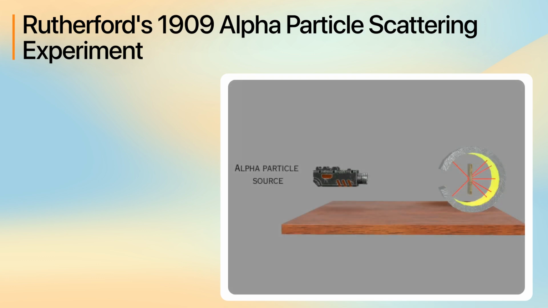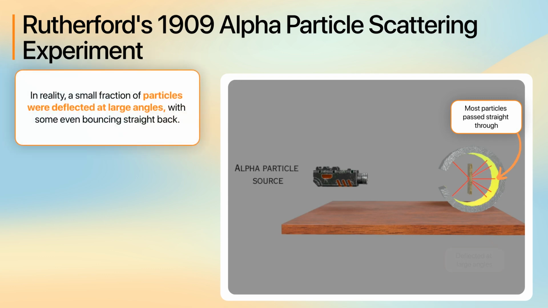We can see that whilst most of the alpha particles were not deflected and did pass straight through, a small fraction were deflected at large angles, and some even bounced straight back. Let's look at another animation for this experiment, as it is important to recognize the experiment through different diagrams.